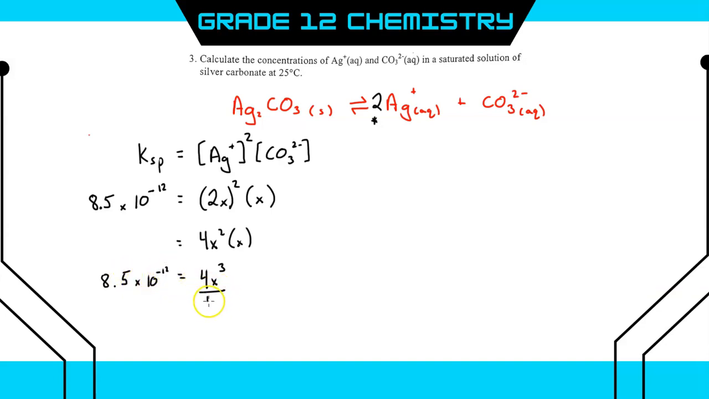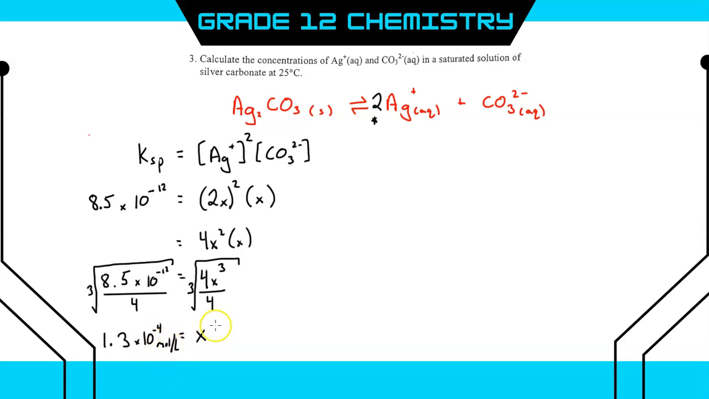Next, divide by 4, because we want to solve for x, and since it's x cubed, we're going to want to take our cubic root of both sides, and that will help us solve for x. So when we do that, we get x equal to 1.3 times 10 to the minus 4 moles per liter.